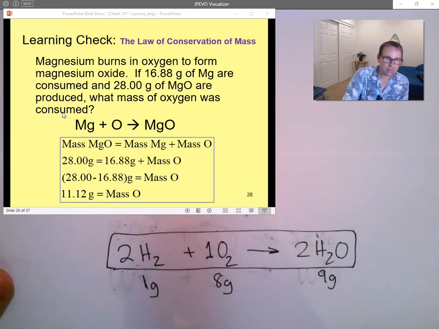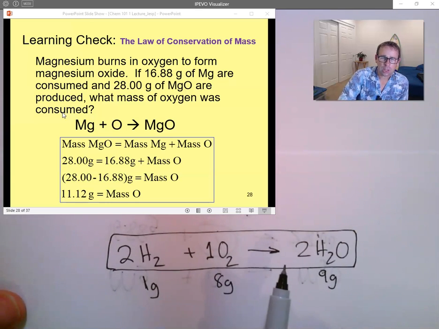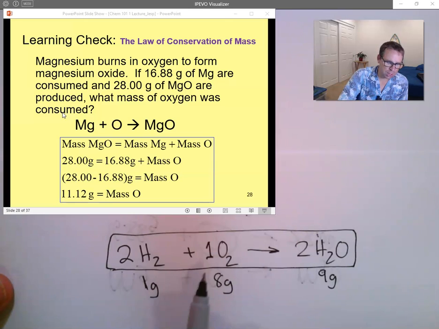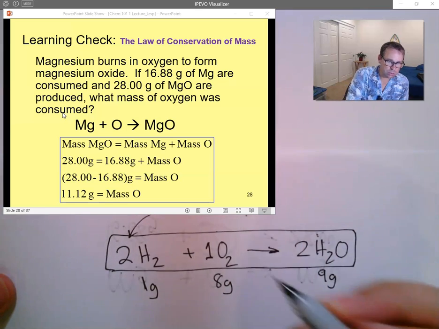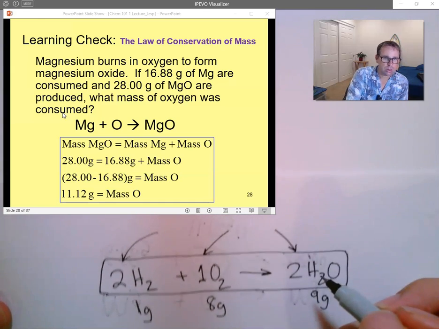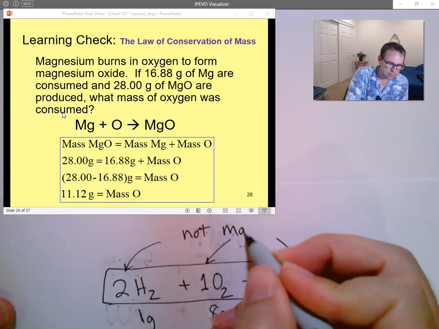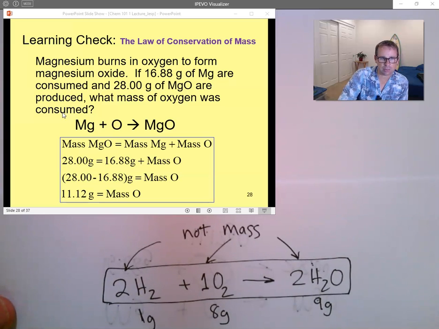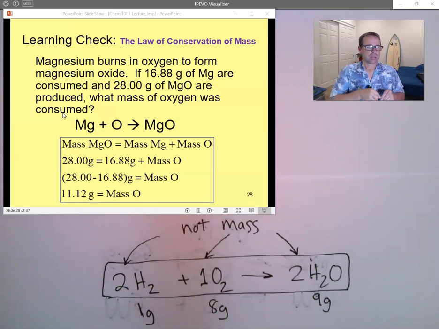If you look at the equation and you don't understand what the equation is saying, you might be confused into thinking, wait a second, this is saying 2 grams of H2 and 1 gram of oxygen yields 2 grams of water. Why is somebody else saying 1, 8, and 9? And the answer is because this 2 and this 1 and this 2 here, those are not mass, right? This is saying 2 atoms of hydrogen, 1 molecule of oxygen gas, 2 molecules of water. It's not saying 2 grams of this, 1 gram of this, and 2 grams of that. Okay? So we'll have to keep that in mind.